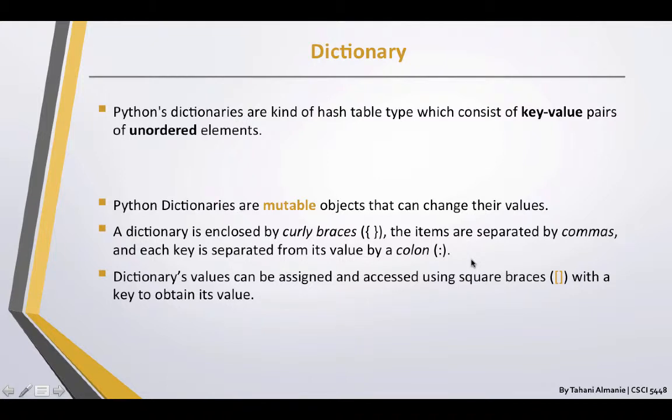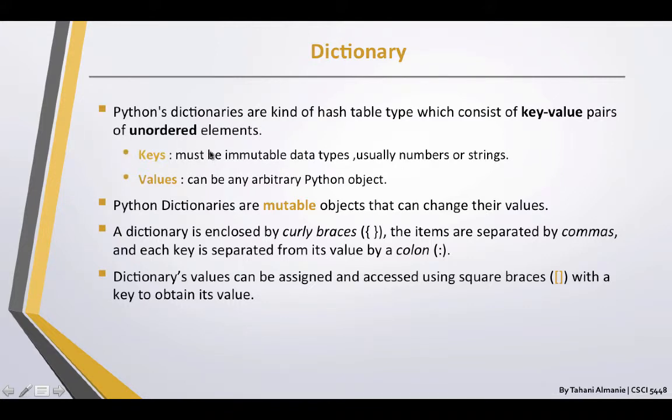Dictionaries in Python are kind of hash tables, consist of key value pairs, and the elements are unordered. Keys must be immutable data types, and usually they are numbers or strings, while values can be any Python data type. And keys must be unique within a dictionary. Dictionaries are mutable, so they can change their values. They are enclosed by curly braces and items separated by commas, and a colon must be used between key and value.